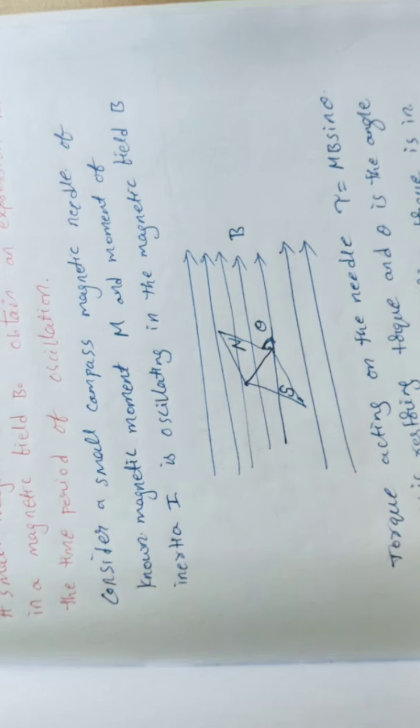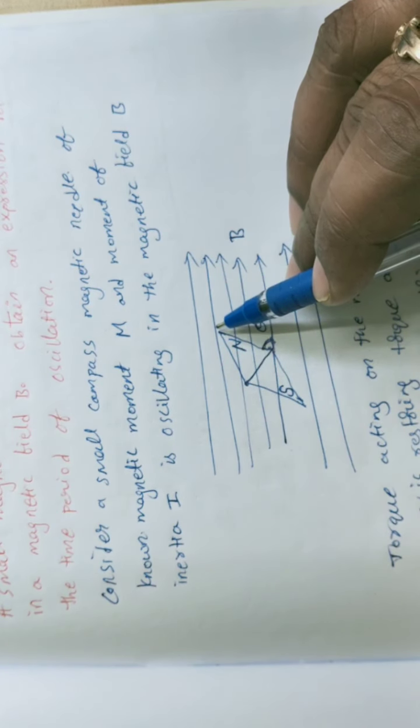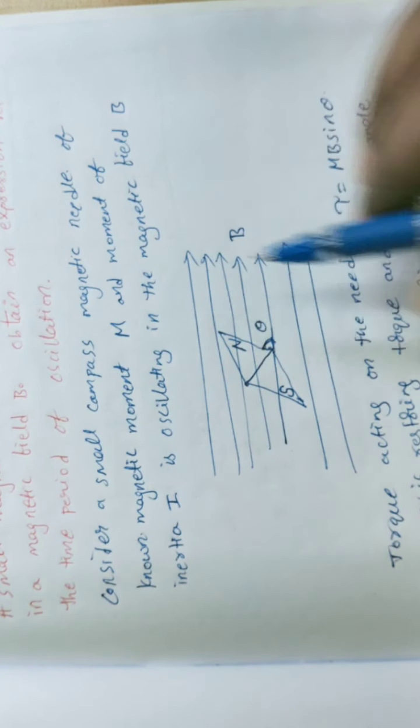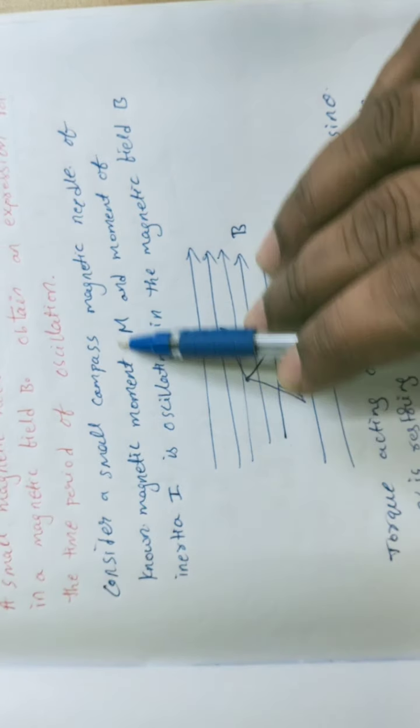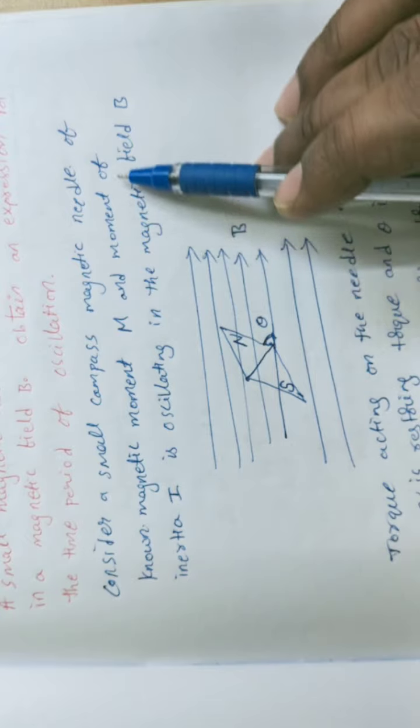See, students, I am informing one thing. In your different materials, magnetic moment may be represented with small m. But in my way I am taking the magnetic moment as capital M only. So for this magnetic needle, the magnetic moment I imagine as capital M. Okay, see, consider a small compass magnetic needle of magnetic moment capital M.